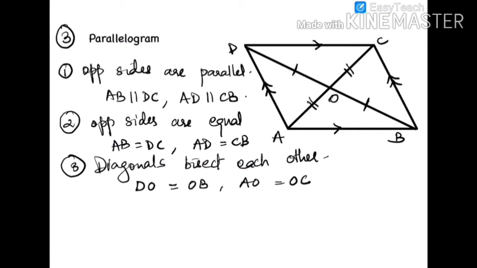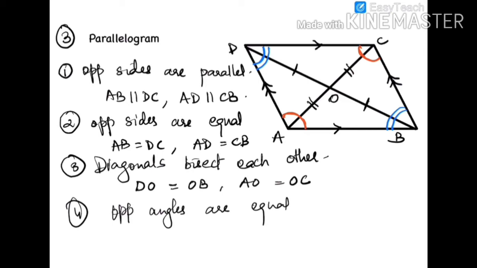Are there any more properties related to the parallelogram? Yes. The opposite angles of a parallelogram are equal. So angle A will be equal to angle C and angle D is equal to angle B.